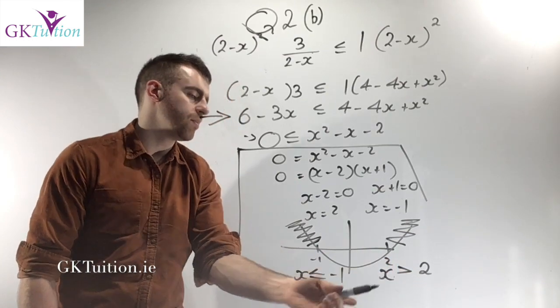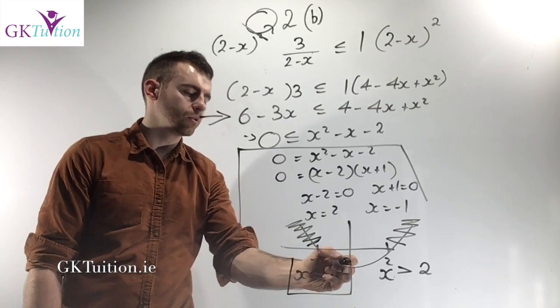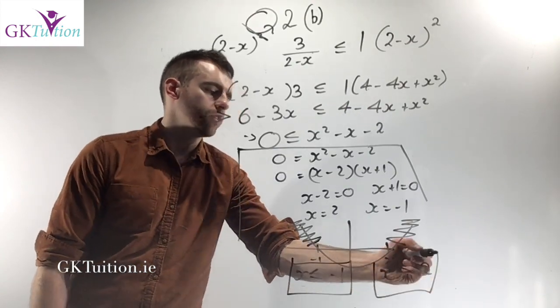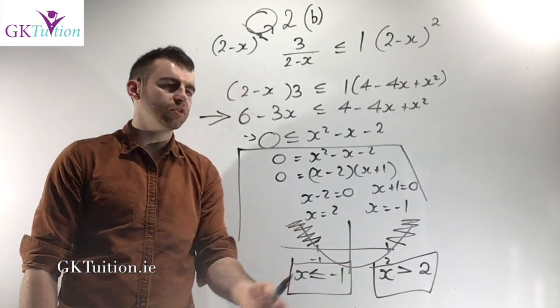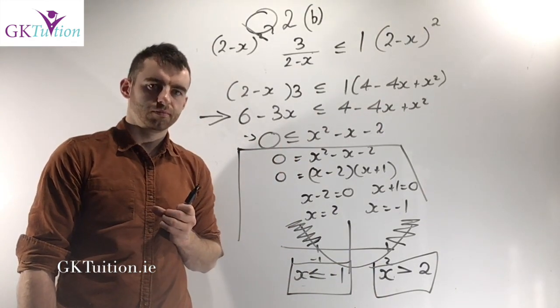So you have to eliminate the equal to there. Your two answers are x is less than or equal to 1 or x is greater than 2. Those two regions describe when this quadratic is greater than or equal to 0.